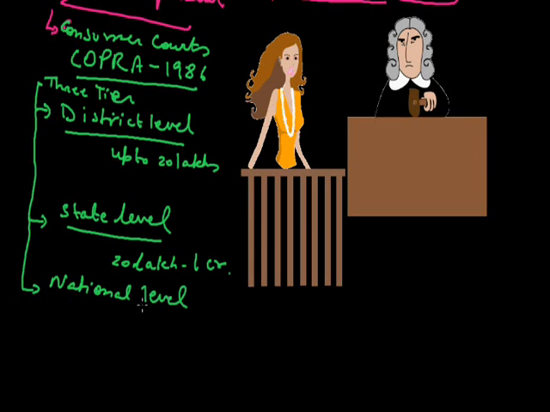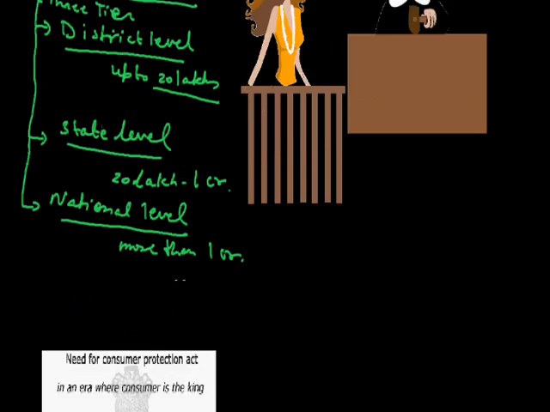National level, for claims of more than 1 crore. That doesn't mean that a consumer claiming less than 20 lakhs gets jurisdiction only at the district level. If a consumer is not satisfied with the district court, he or she can appeal to the state level consumer court within the next 40 days. And if here also he or she is not satisfied, then the consumer can appeal to the national level court, which is in Delhi.